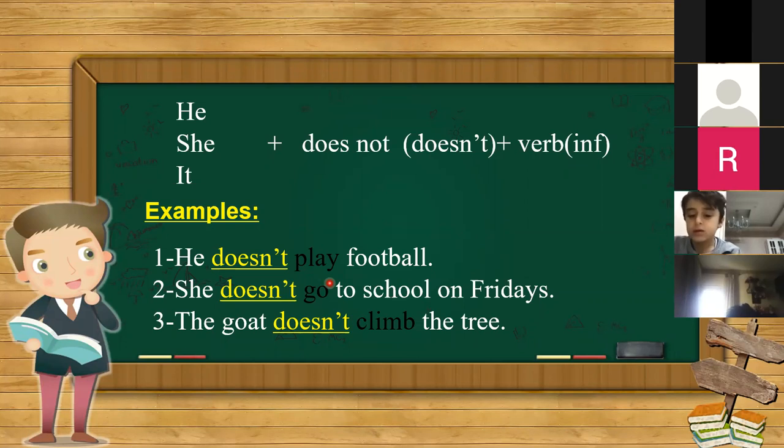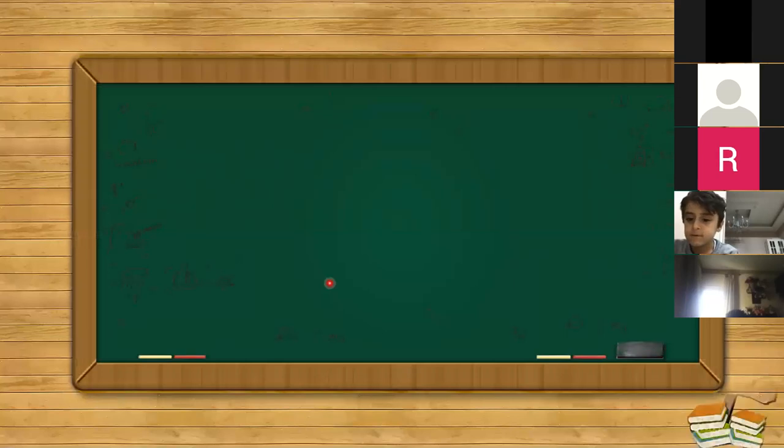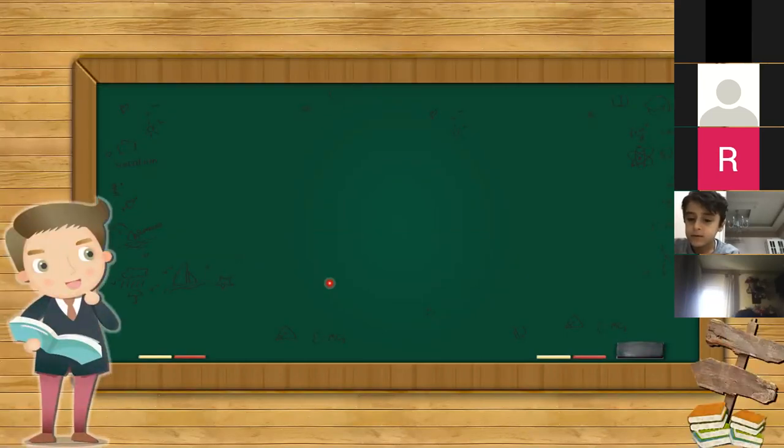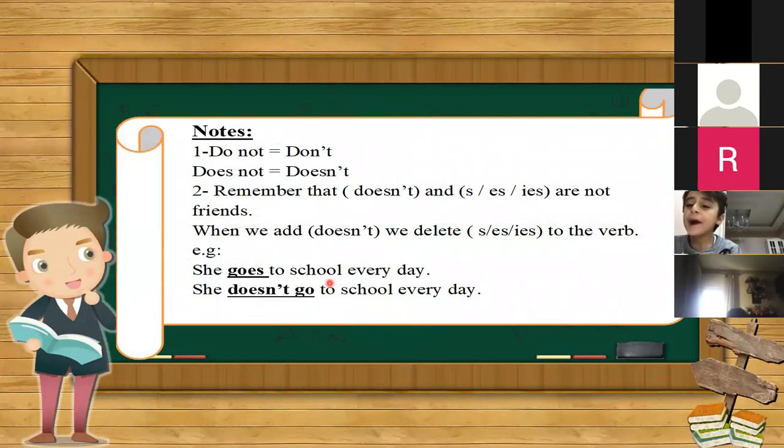Okay. Let's move. So this is the negative form. It's very, very easy. The negative form means that we will use don't or doesn't. Use don't with I, we, you, and they, and we use doesn't with he, she, and it. Okay? Before we move, sorry, we have a note here.